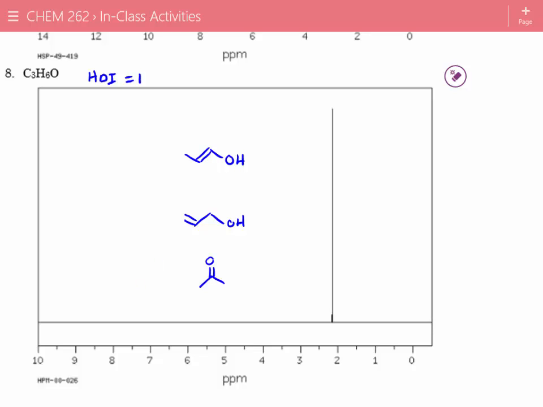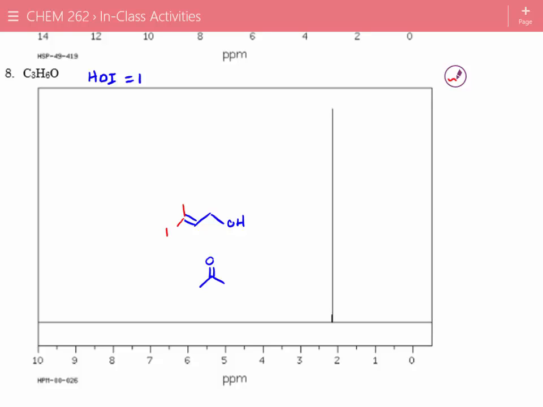If we look at the next one, it will also have too many signals. We'll have one for this methyl group. It'll have one for this proton, one for that proton, and one for this alcohol. So we'd have 1, 2, 3, 4 signals. We only have 1, so it can't be that. Hopefully you're kind of seeing the pattern here.